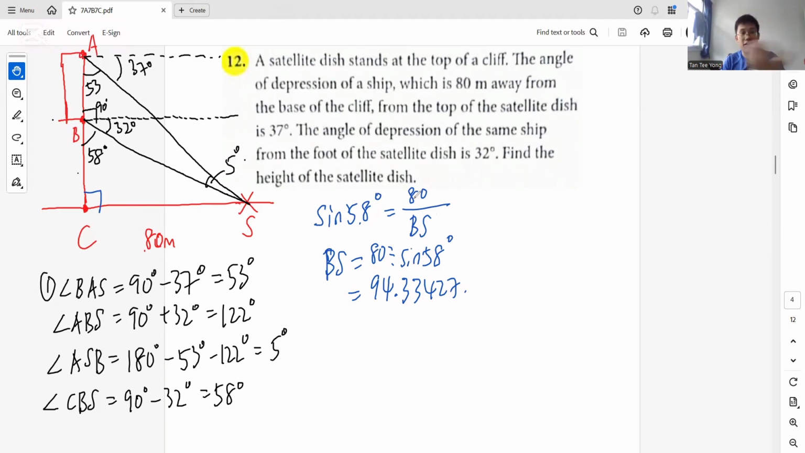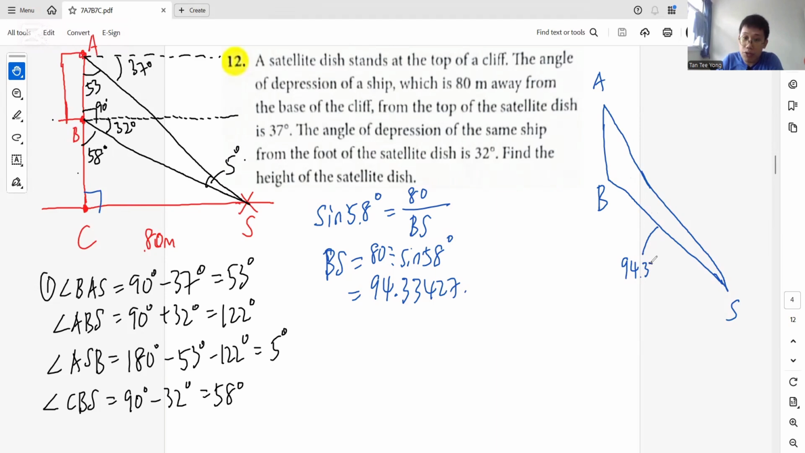Now the diagram is a bit messy because there are a lot of angles going on, so let me draw out the triangle again. I know it doesn't look like a triangle, but let's make do with it. A, B, and S. We know that BS is 94.33427, this is 5 degrees, and this angle over here is 53 degrees.